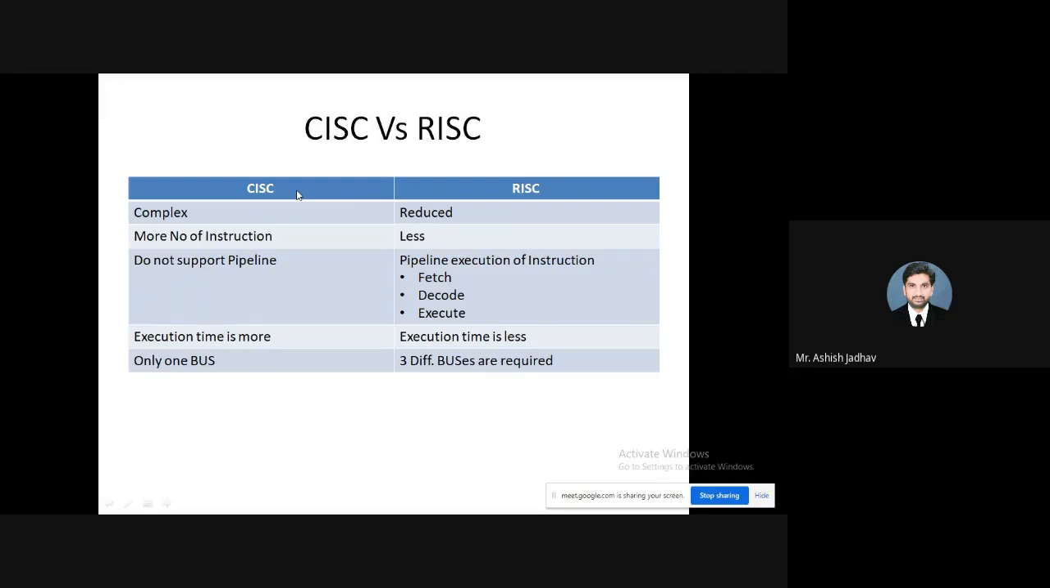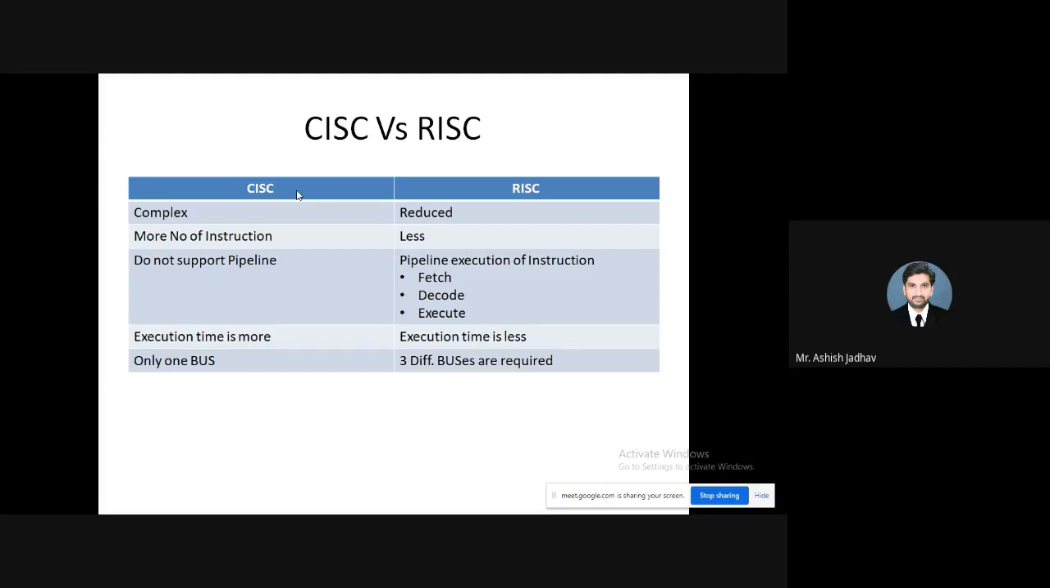CISC stands for complex instruction set computers. RISC stands for reduced instruction set computers. So complex means the instructions are complex. Here they are reduced compared to CISC. In CISC, there are more instructions. In RISC, we have fewer instructions. I can give you the example of 8051, which is CISC, right?